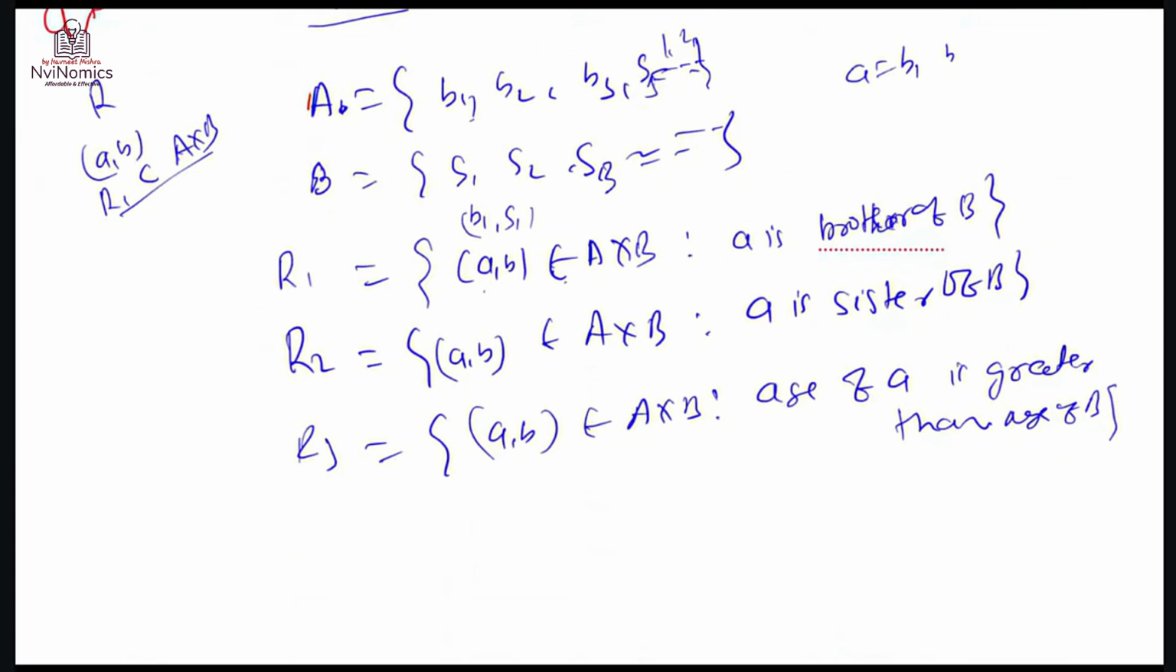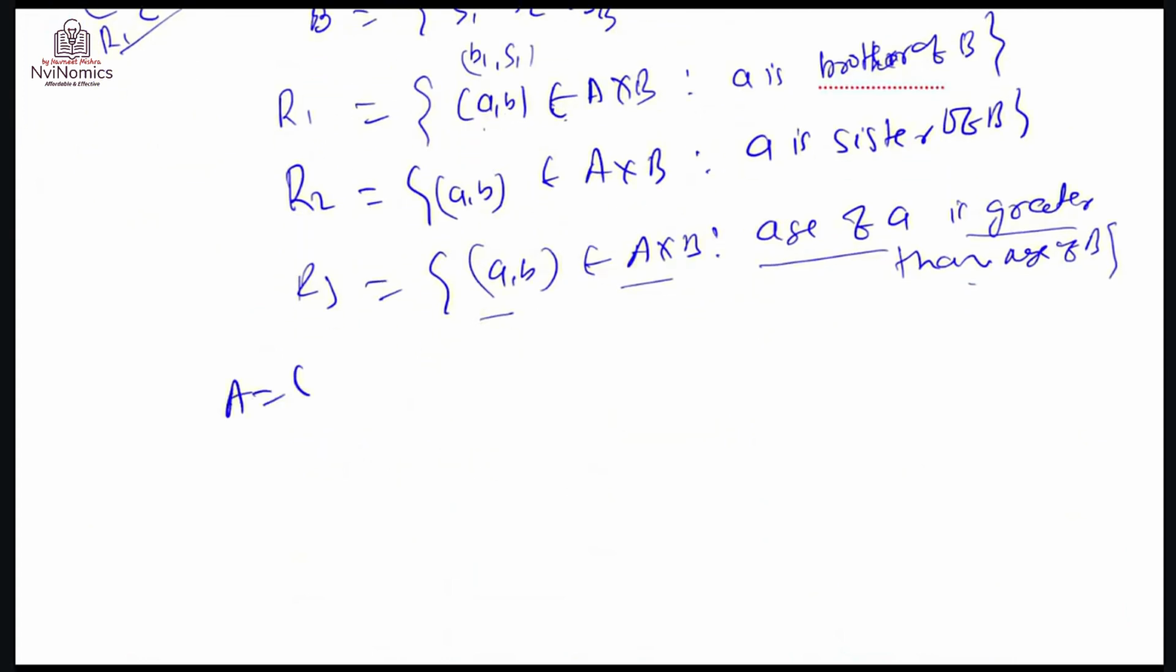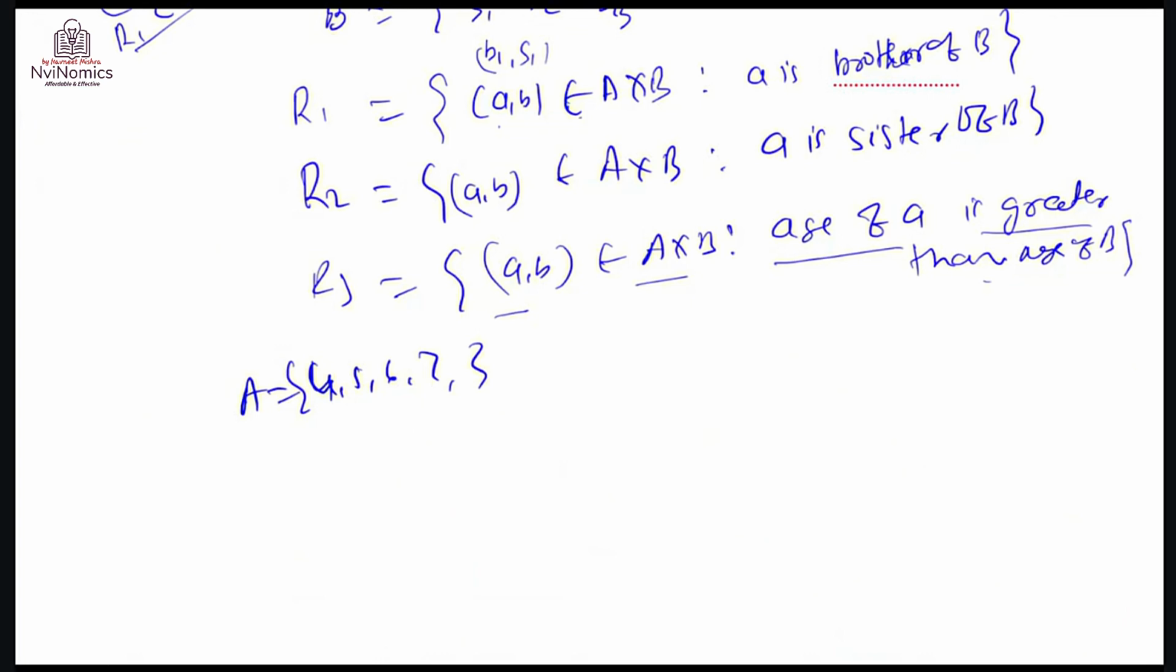Now I'll take here (A, B) belongs to A cross B, age of A is greater than age of B. Here we have to consider two elements. Suppose I take A equal to 4, 5, 6, 7, age of A is greater than age of B, and B is going to be equal to 1, 2, 5, 9. So here what we need to do, we have to consider only those elements.